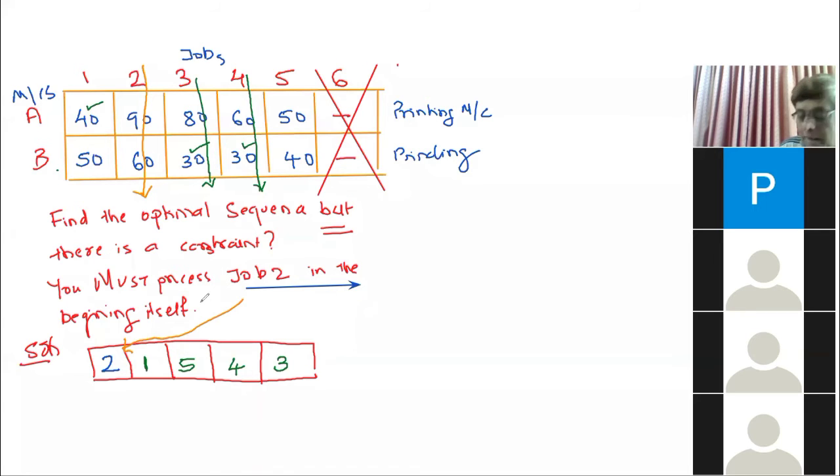I have got my sequence. Okay. Now with this sequence, I will find out what is the total processing time, total idle time, and let us compare it with the solution that we have got yesterday, where there was no constraint. They did not tell me to put job 2 in the beginning.